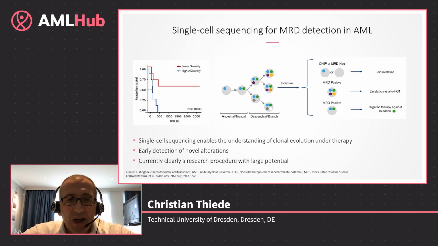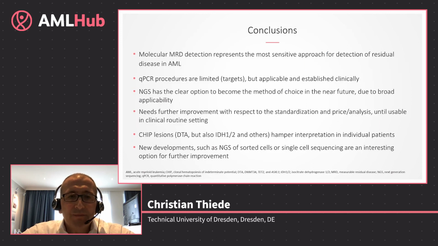The first study on this was published by the Stanford group, Ravindra Majeti, and they could actually show that the complexity of a patient after treatment gives you strong indications whether a patient is prone to relapse or not. Patients with a lower diversity have a much lower risk of relapse and a better survival than those patients with a higher diversity.